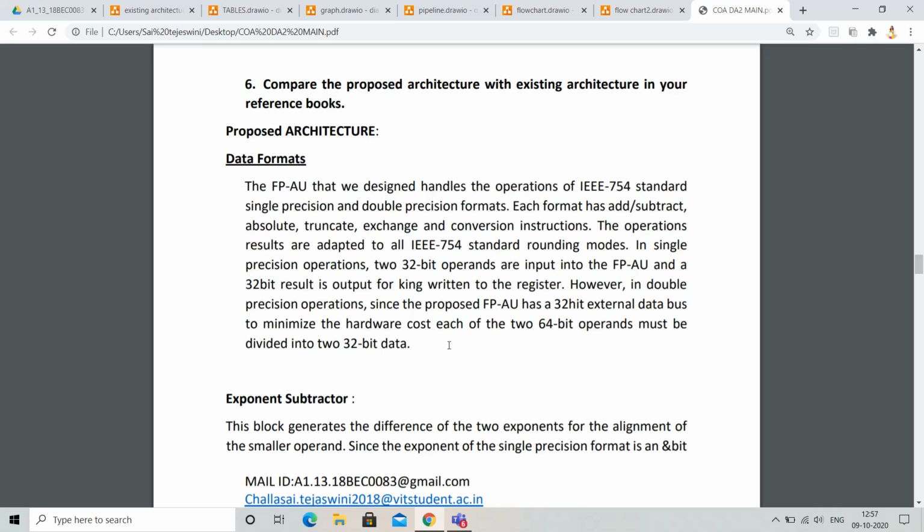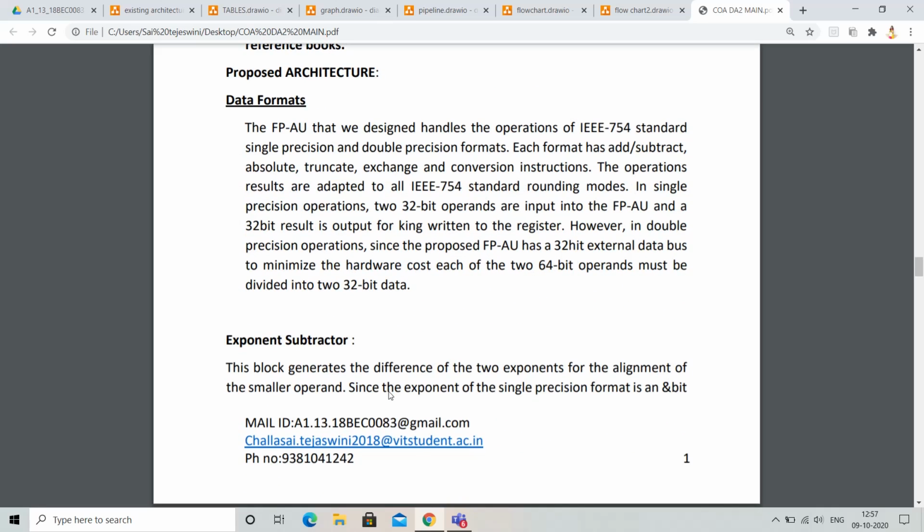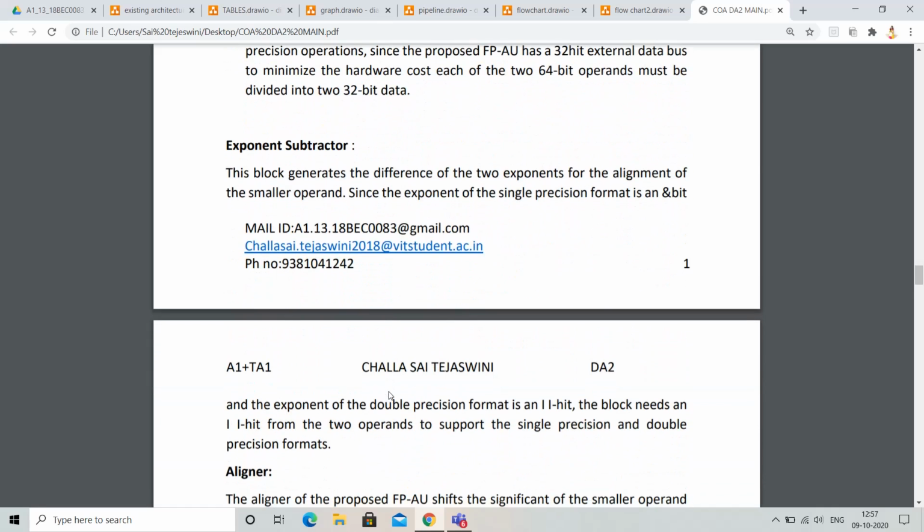In single precision operations, two 32-bit operands are input into the floating point arithmetic unit and a 32-bit result is output, being returned to the register. However, in double precision operations, since the proposed FPAU has a 32-bit external data bus, to minimize the hardware cost, each of the two 64-bit operands must be divided into two 32-bit parts.